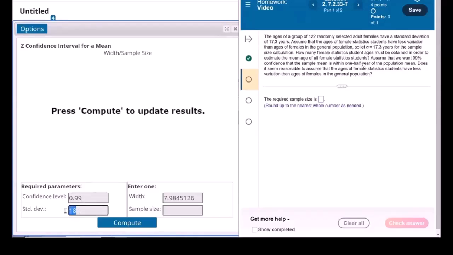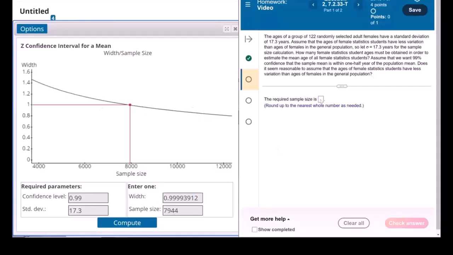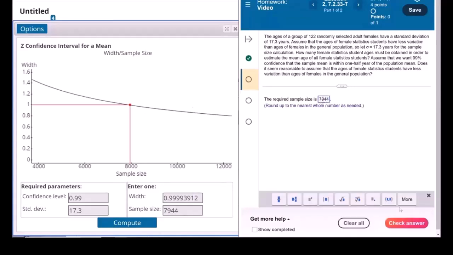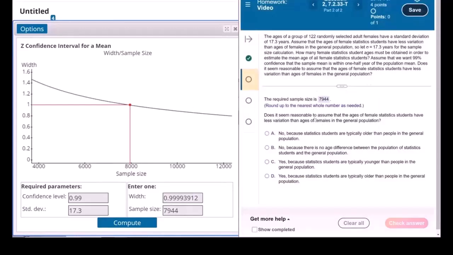First, let's put in our standard deviation of 17.3 that I was given. The last thing is going to give me my width. If we want it to be within 1/2 a year of the population mean, that means 6 months in one direction and 6 months in the other direction, which gives us 1 full year. I need 7,944 students.